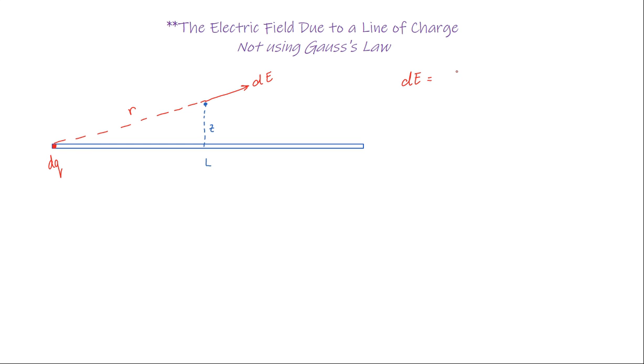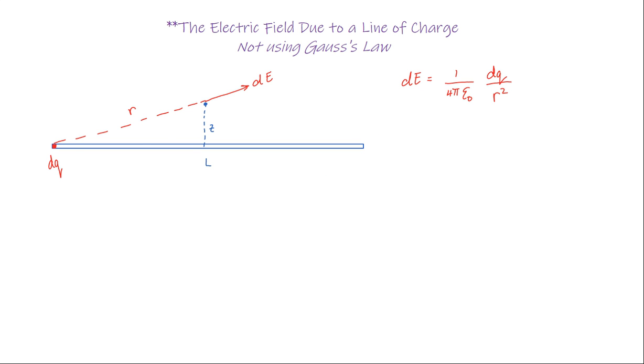So the first thing that we could write about this is the expression dE is equal to 1 over 4 pi epsilon naught times dq over r squared. And remember, this shows the amount of electric field that each tiny little dq element contributes at some distance r away. Now, the net amount of electric field is what we're trying to figure out. So we're going to add up all these little segments, right?